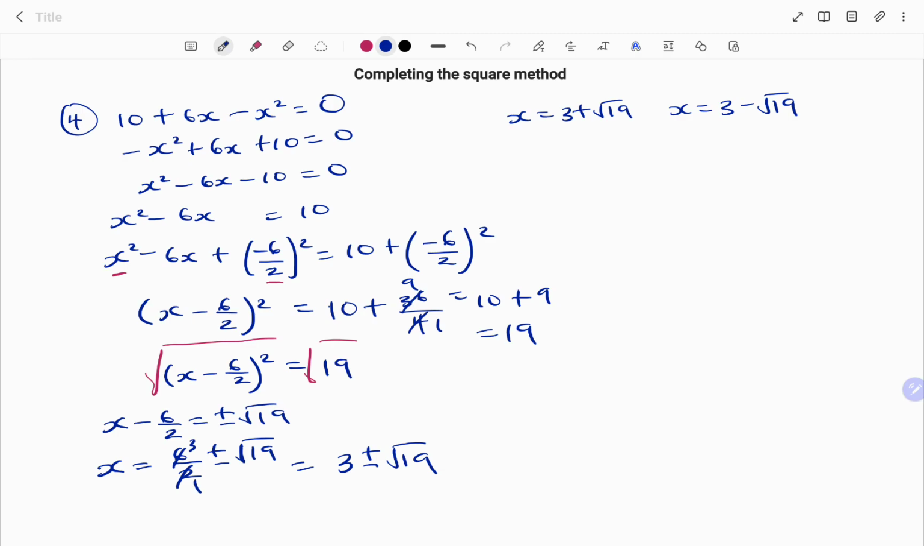If I'm going to leave it in decimal form, it's going to be x equals 3 plus root 19, that's 7.36 to 2 decimal places, or x equals minus 1.36 to 2 decimal places.